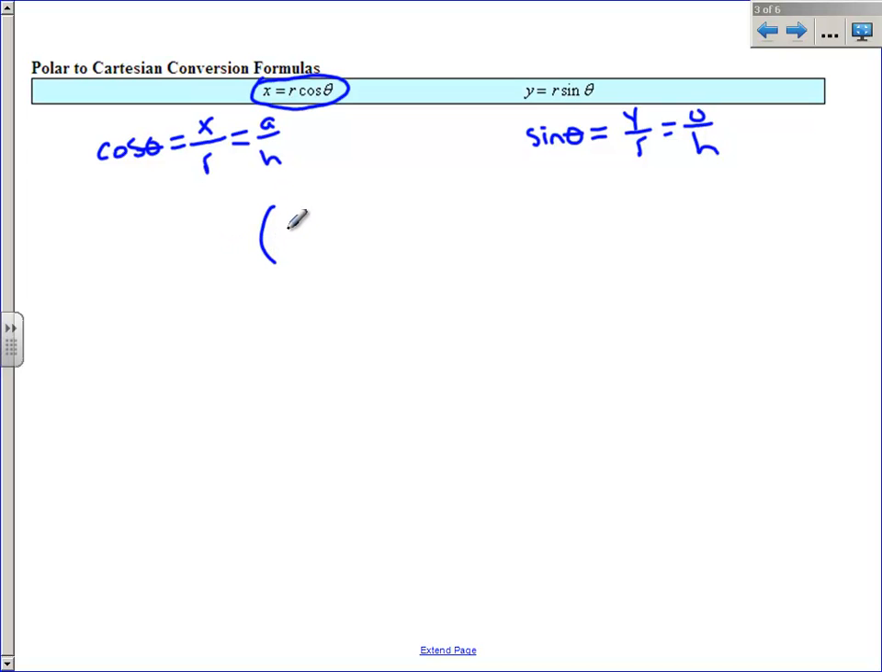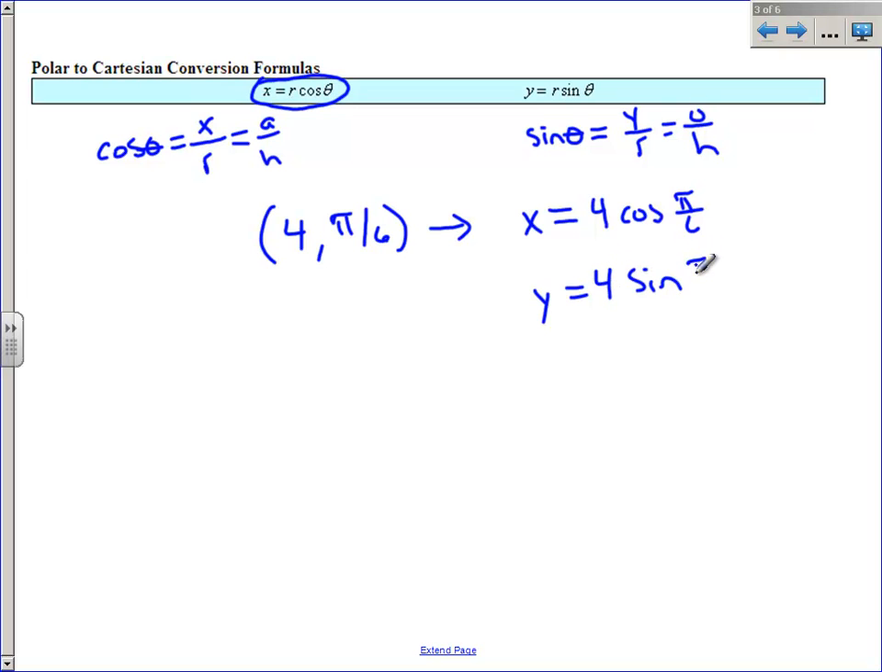So let's go ahead and practice one. Let's say I have the polar coordinate 4 comma pi over 6. And let's convert that to what's called rectangular coordinates. So x is going to equal r cosine theta, where r is 4 and theta is pi over 6. And our y is going to equal r times the sine of theta. So for our x-coordinate, we're going to do 4 times the cosine of the angle pi over 6.